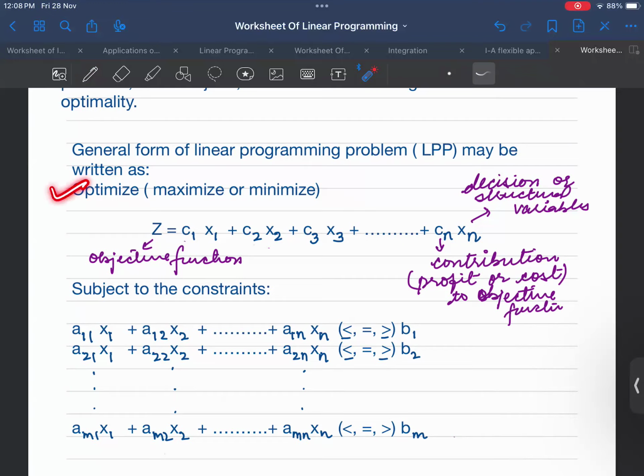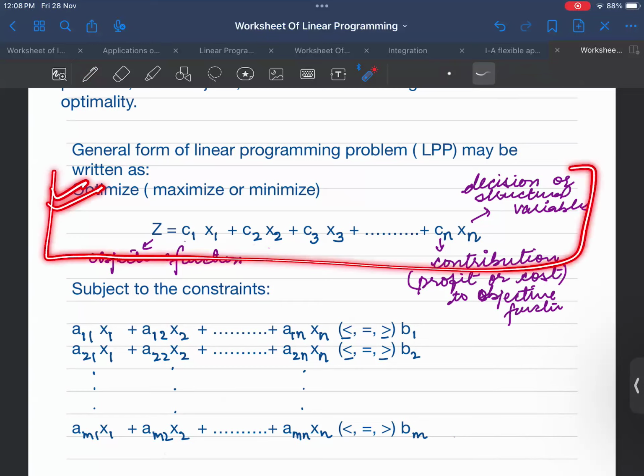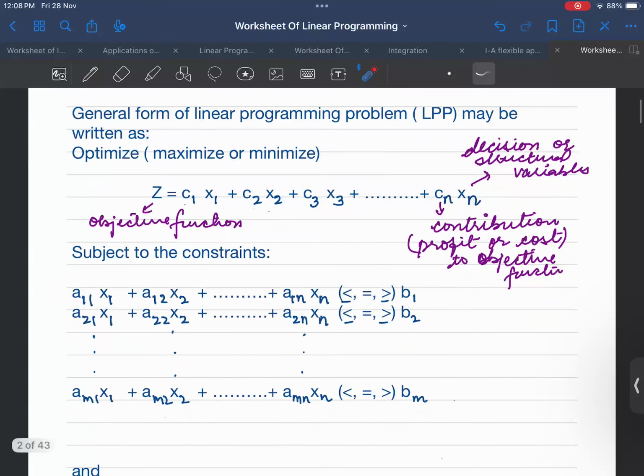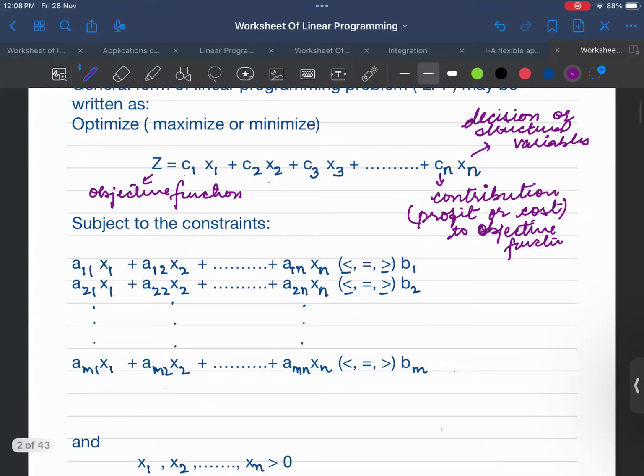Whenever we are writing the LPP, we have three major things. One is optimization: we have to decide and write the objective function. Secondly, we will talk about the subject to constraints. What are the constraints to it? Suppose we say a11x1 plus a12x2 plus so on a1nxn, where it can be less than, equal to, or more than b1. Some constraint is given, right? So in this way, we have different constraints. Suppose we have m number of constraints, we will write m equations, right?